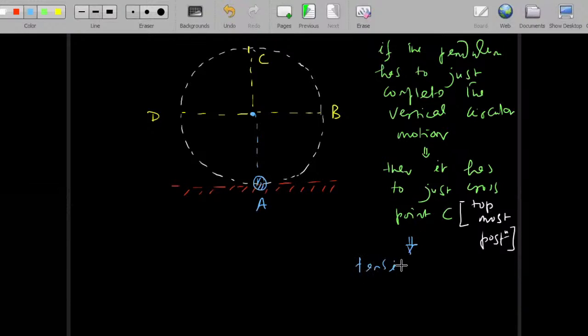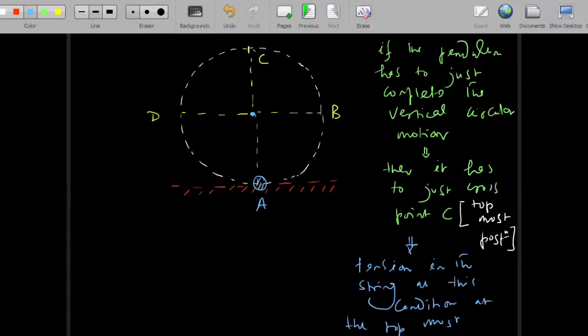Tension in the string at this condition, at the topmost position, will be equal to 0.